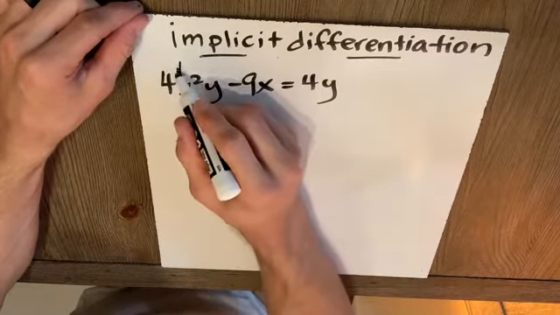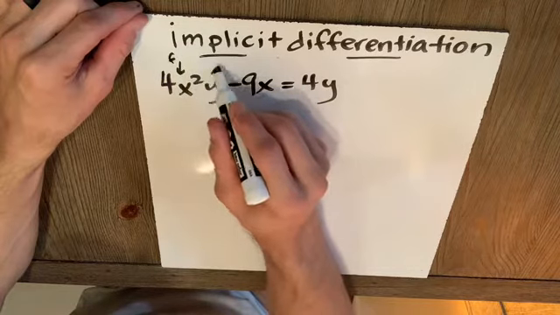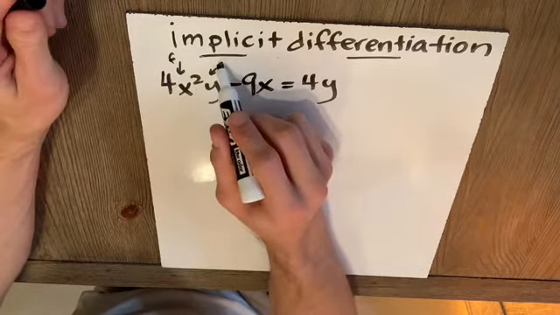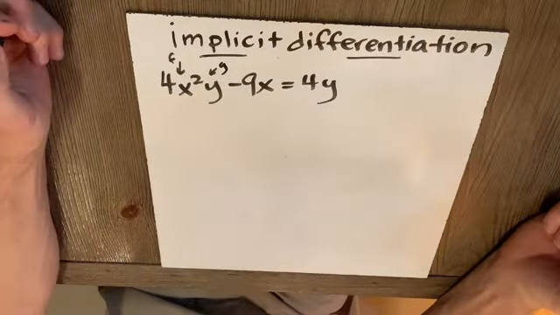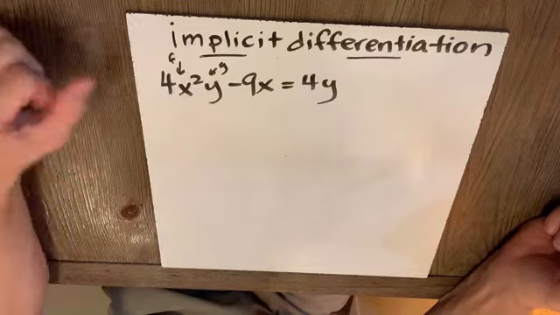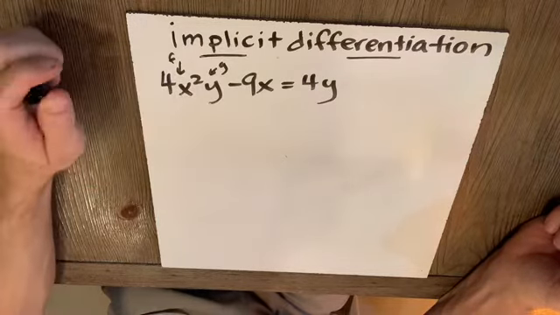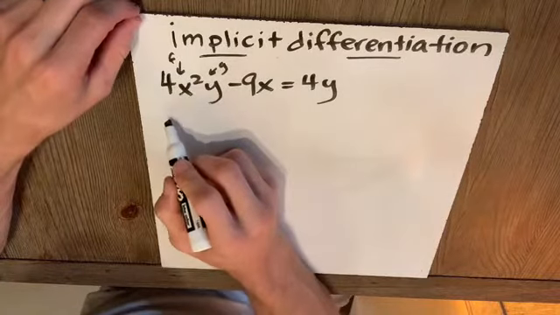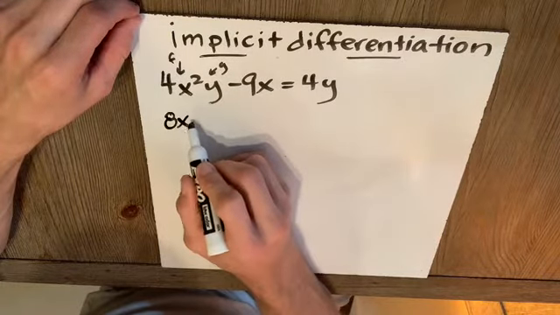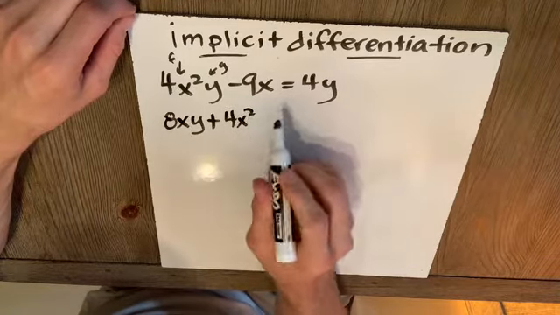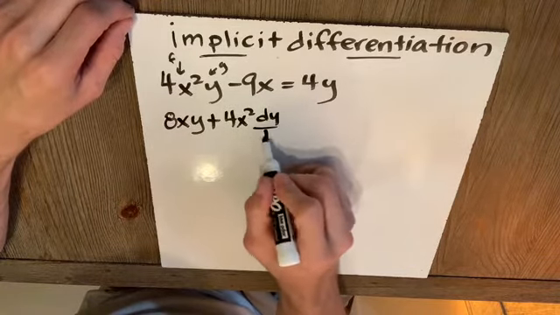If I call 4x squared the f, well, 4x squared would be a function, but g would not be g of x equals y. That doesn't make any sense. So let's just call these the two curves, 4x squared and y. I'm going to have to use the product rule there. Remember, that's the derivative of the first, which would be 8x, times the second, y, plus the first, 4x squared, times the derivative of y, which is dy/dx.